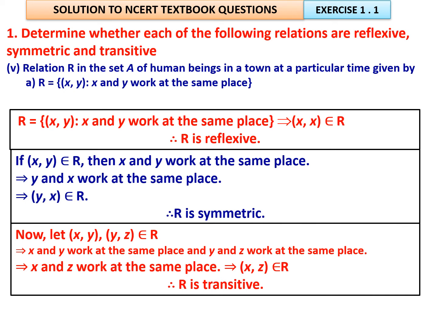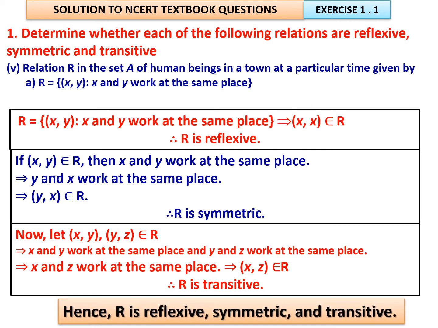Let us take transitivity, very simple. x and y work at the same place, y and z work at the same place. What is the meaning? All are working in the same place. Or we can tell x and y work together, y and z work together, x and z work together, or x, y, z work together. So R is transitive. Very interesting one. That is reflexive, symmetric, and transitive.